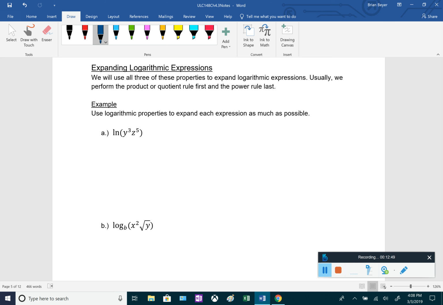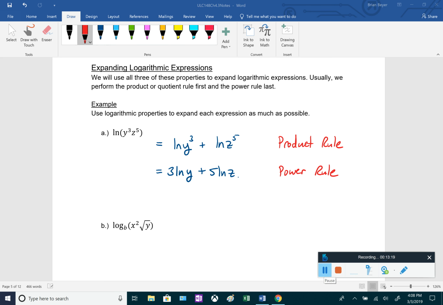Okay, so first one here we have ln of y cubed times z to the 5th. We're going to do the product rule first because we have the inputs being multiplied. So this is going to be the ln of y cubed plus the ln of z to the 5th. That was the product rule, and then we're going to be using the power rule and bring those exponents down front. So it's going to be 3 ln of y plus 5 ln of z. Okay, so that's as far as we can simplify it. So it was product rule and power rule, just one at a time.